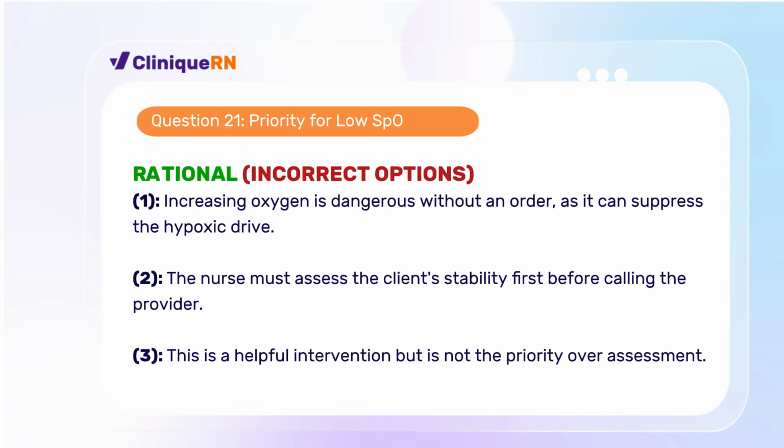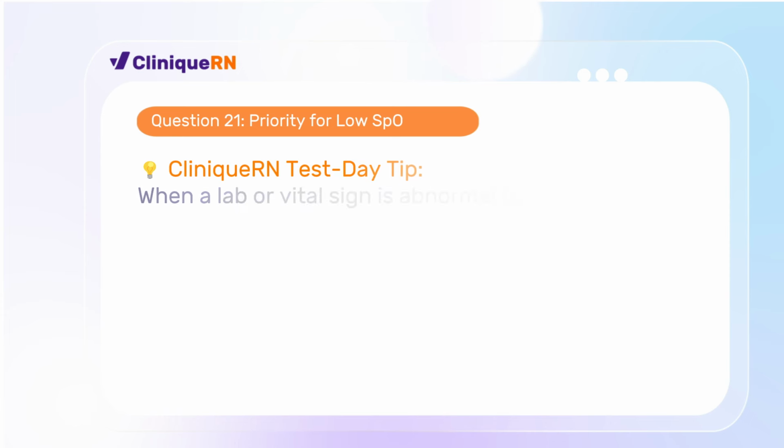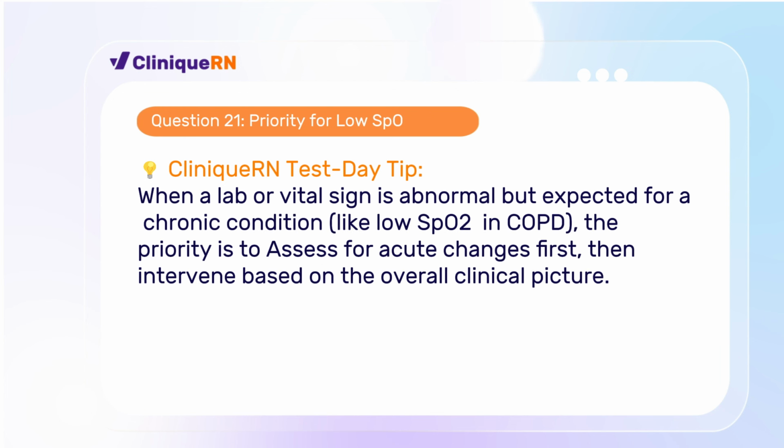Incorrect options. 1. Increasing oxygen is dangerous without an order, as it can suppress the hypoxic drive. 2. The nurse must assess the client's stability first before calling the provider. 3. This is a helpful intervention but is not the priority over assessment. Clinique RN Test Day Tip. When a lab or vital sign is abnormal but expected for a chronic condition, like low peripheral capillary oxygen saturation in COPD, the priority is to assess for acute changes first, then intervene based on the overall clinical picture.